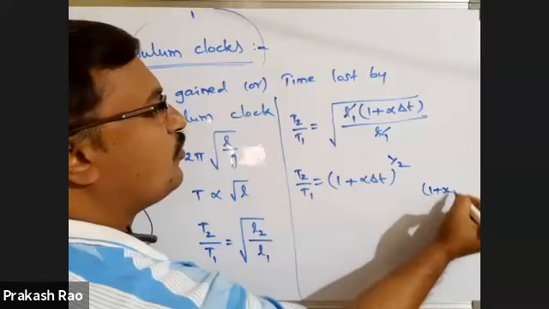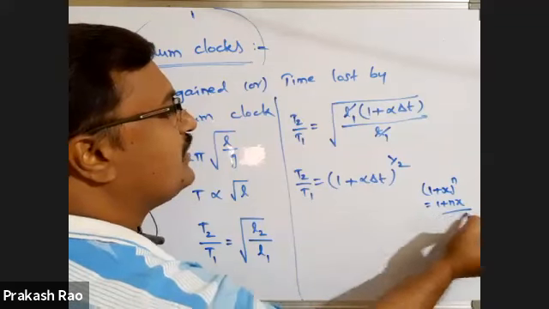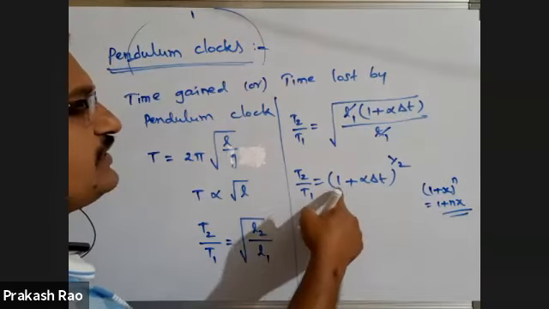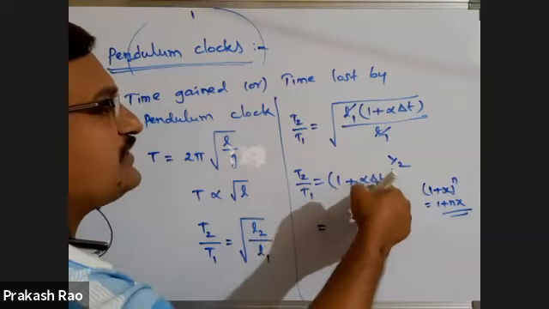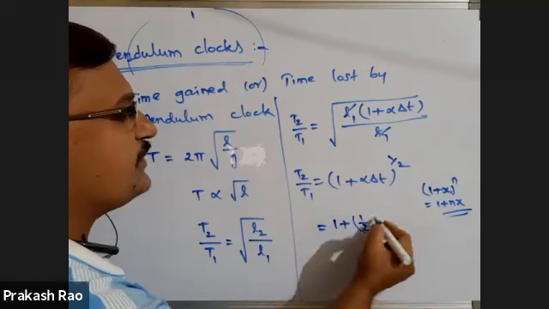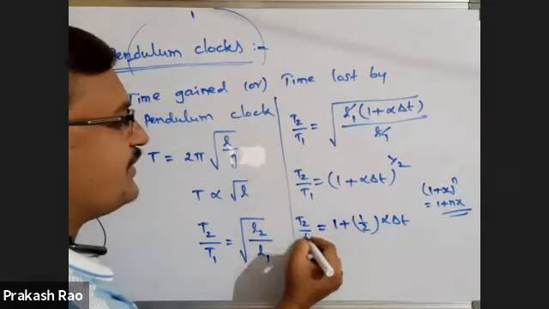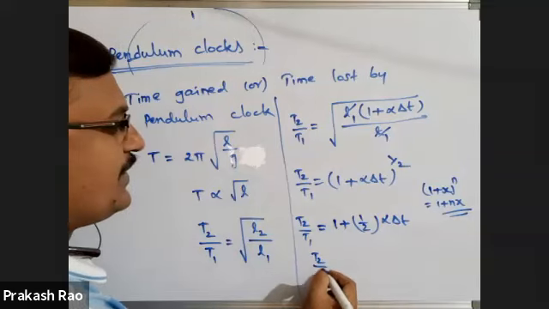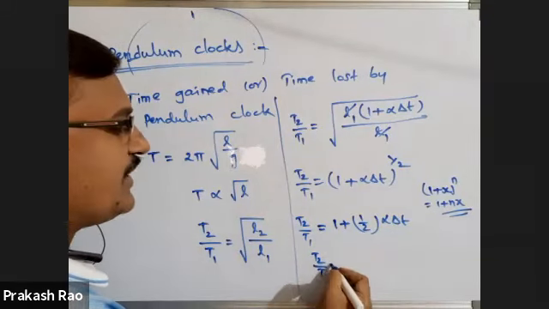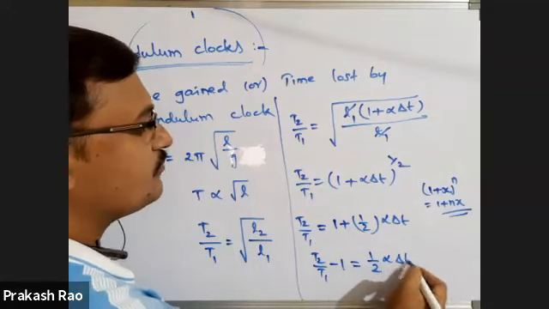(1 + x)^n is equal to 1 + nx, so we can write it like this. This is 1, this is x. (1 + x)^n is 1 + nx. n is equal to this much, x is equal to this much. This is T2 by T1. T2 by T1, you send 1 to this side, minus 1 is equal to alpha into delta T.